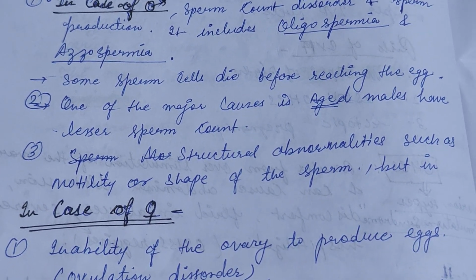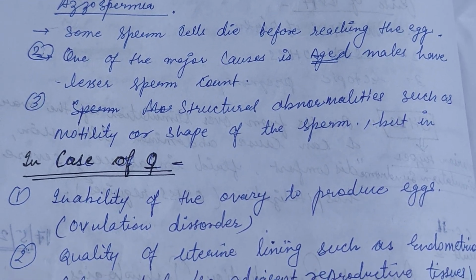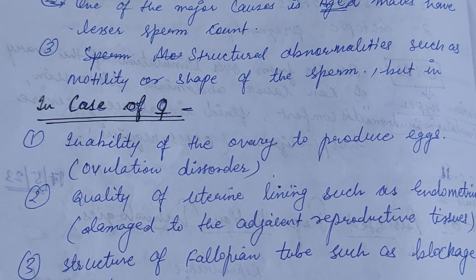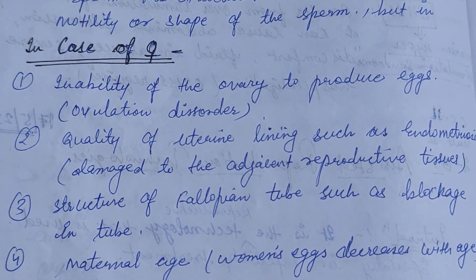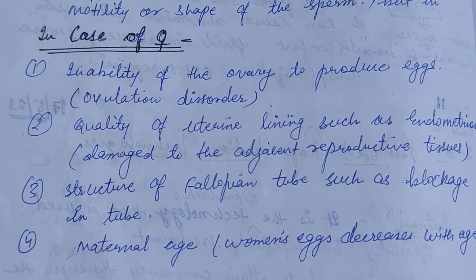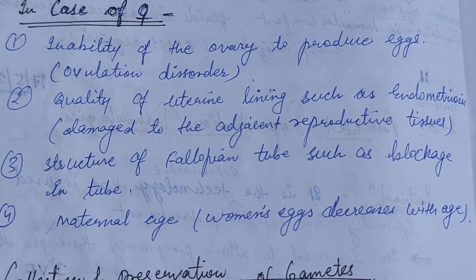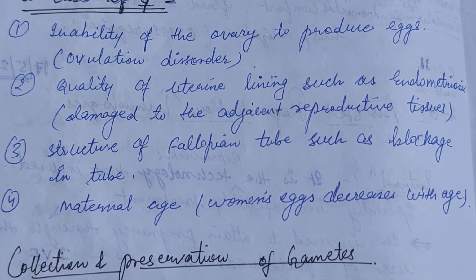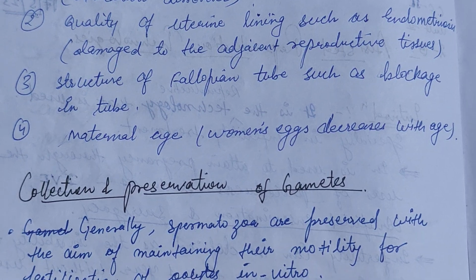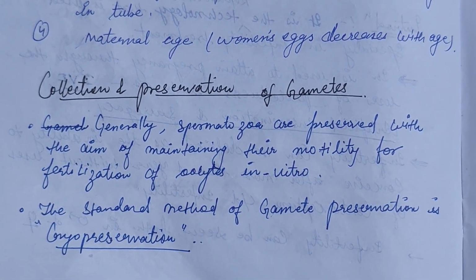Sperm cells can die before reaching maturity, and one of the major causes is age, as aged males have lesser sperm count. There can also be structural abnormalities such as in the motility or the shape of the sperm. In the case of the female, it may be the inability of the ovaries to produce eggs, known as ovulation disorder. We can also say OHSS, ovarian hyperstimulation syndrome, quality of the uterine lining such as endometriosis, damage to the adjacent reproductive tissues, structure of the fallopian tube such as blockage in the tube, and maternal age also affect fertility.